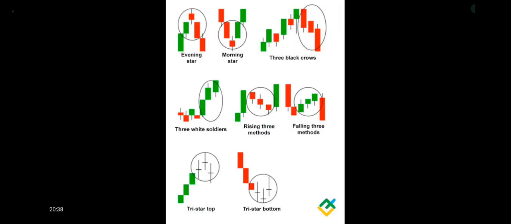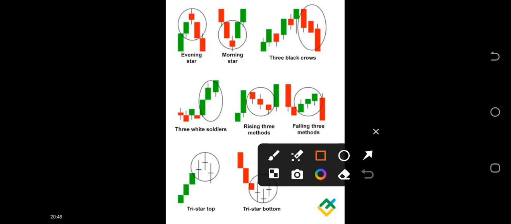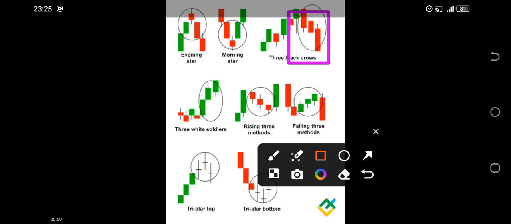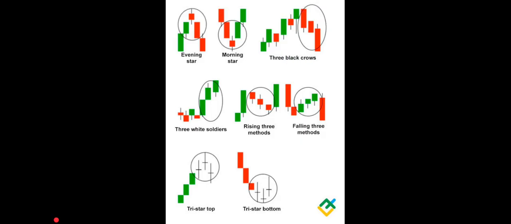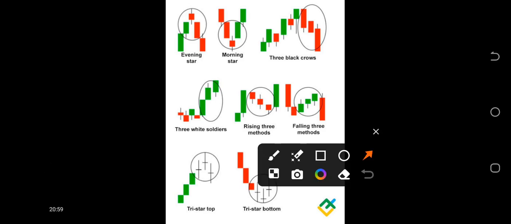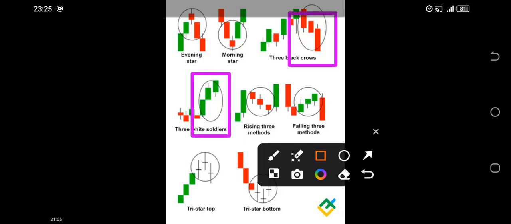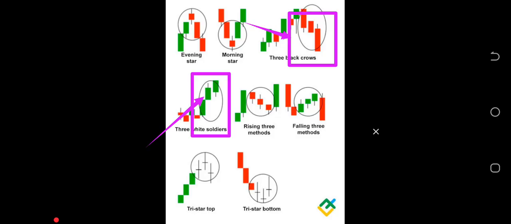Okay. All right. So you can see, we look at the three black crows here. You can see already circled. Look at them there. Those are three black crows. That is the opposite of three white soldiers. All right. See three white soldiers. These are three white soldiers. These are three black crows. So if it is bullish, like I told you, it is three white soldiers. If it is bearish, it is three black crows.